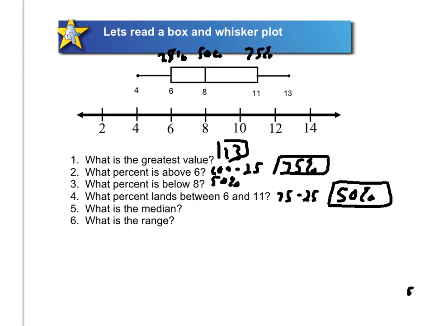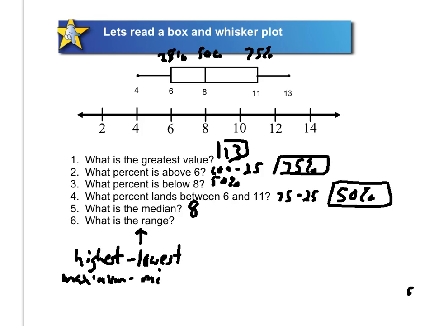What is the median? Again, the median is this middle number in the box right here. It's always a number inside the box. The line inside the box is the median, so that is 8. And now the range. We should remember what range is. The range is the highest minus the lowest, or in other words, the maximum minus the minimum.